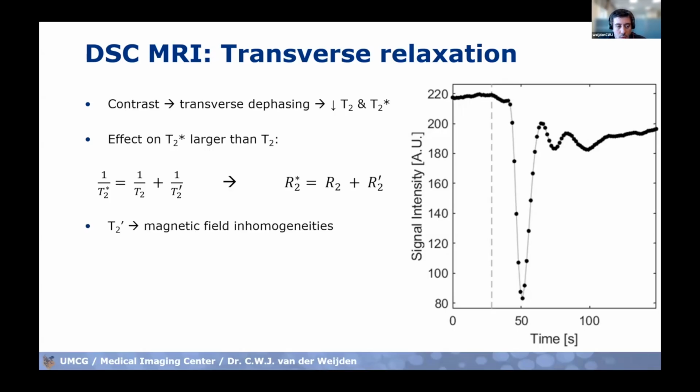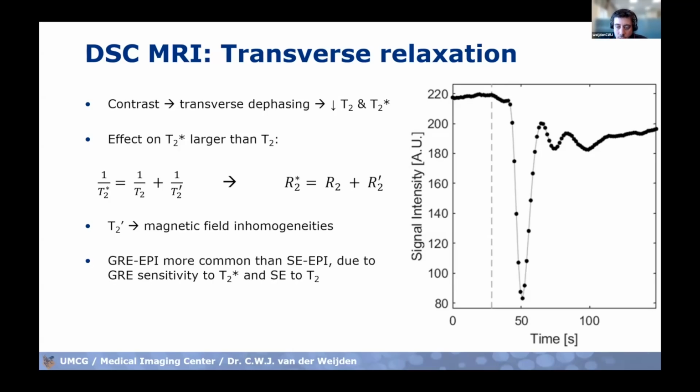For this reason, gradient echo EPI is most commonly used in DSC-MRI, as the gradient echo is highly sensitive to these T2* changes during the bolus passage. At the same time, DSC-MRI is also sensitive to EPI-related susceptibility artifacts, particularly near air-tissue interfaces. Therefore, the echo time, or TE, should be kept as short as practically possible to limit artifacts while still maintaining sufficient T2* weighting to detect the passage of the contrast.